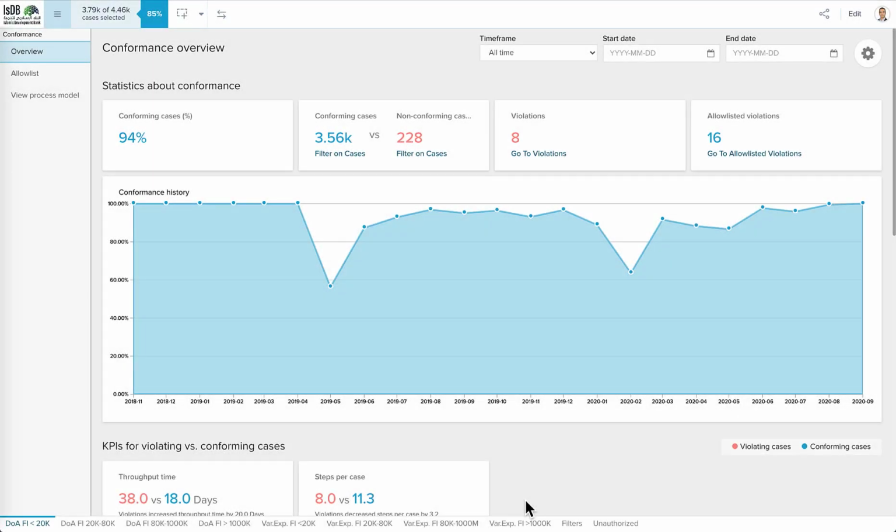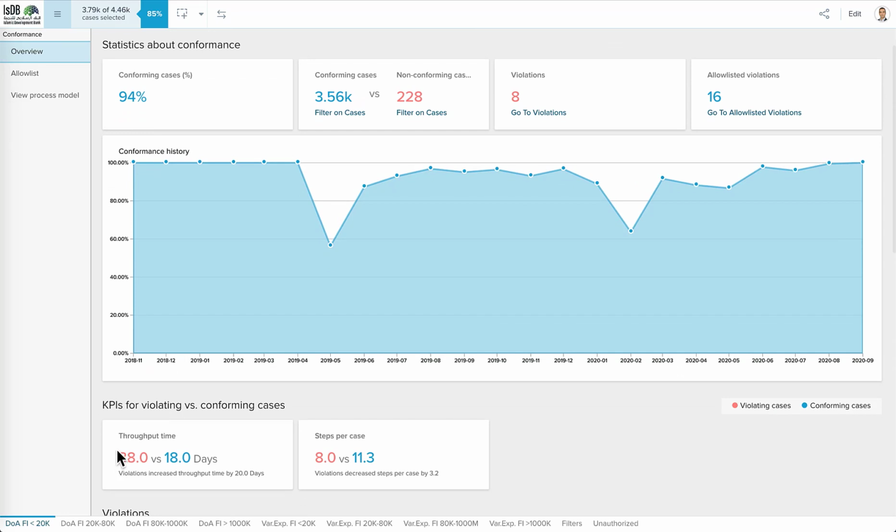The conformance overview compares the historical data against a standard model of the process. Any deviations are classified, quantified, and analyzed. Here, our conformance rate is 94%, 3,500 invoices are compliant with the standard model, and there are 8 types of violations. We can see the compliance score over time, where we notice occasional dips in compliance.